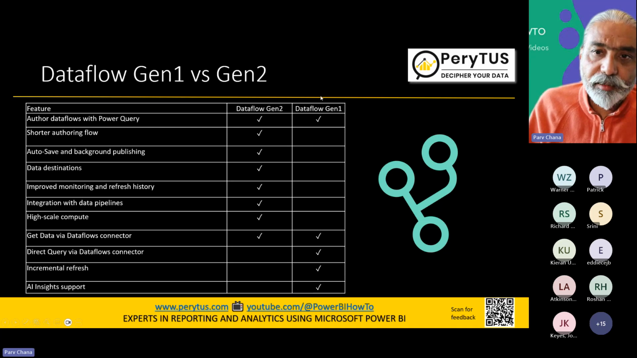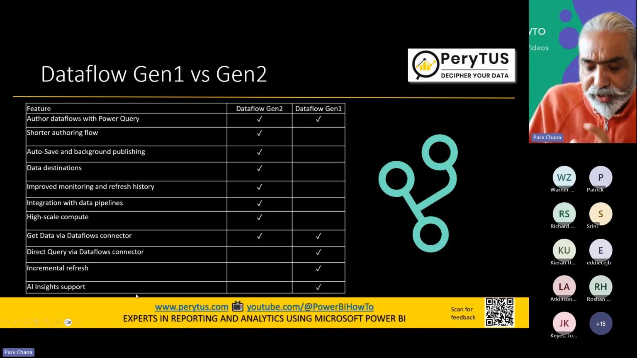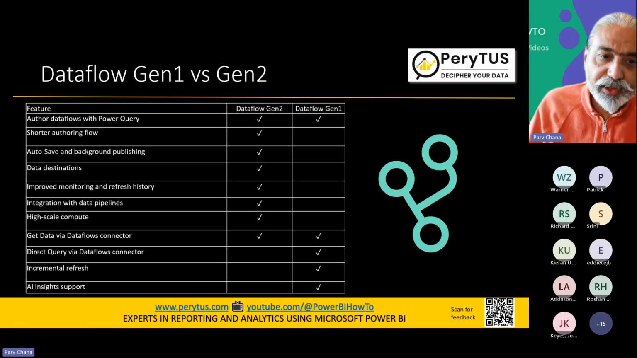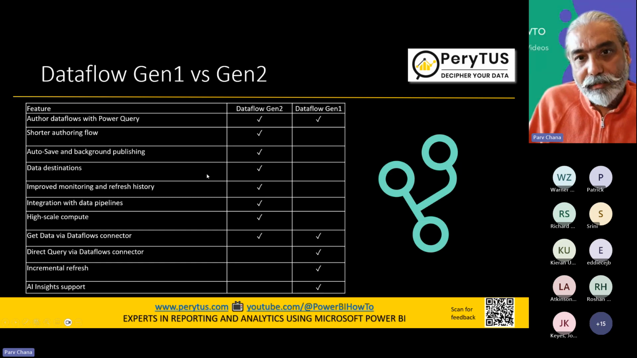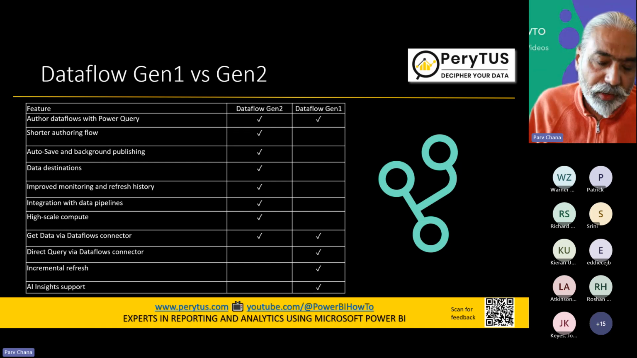No AI available in Gen 1. There is an AI. You can write your artificial intelligence and machine learning on that, but I think in Gen 2 it's not available. I think under Fabric there's so many other things available. Not sure if that is required in Dataflow. So that's kind of what Gen 2 is and how it is different than Gen 1.